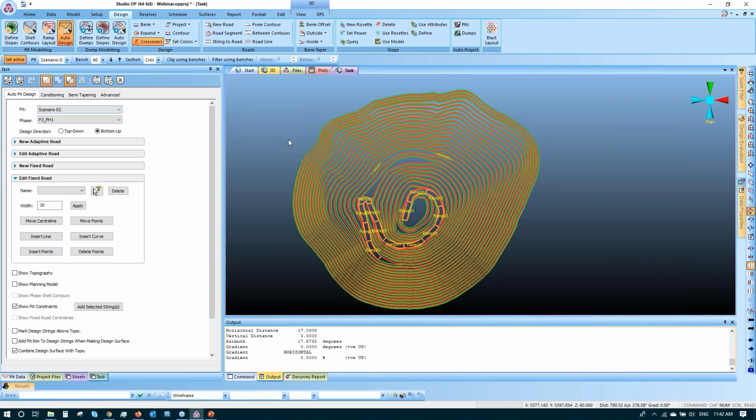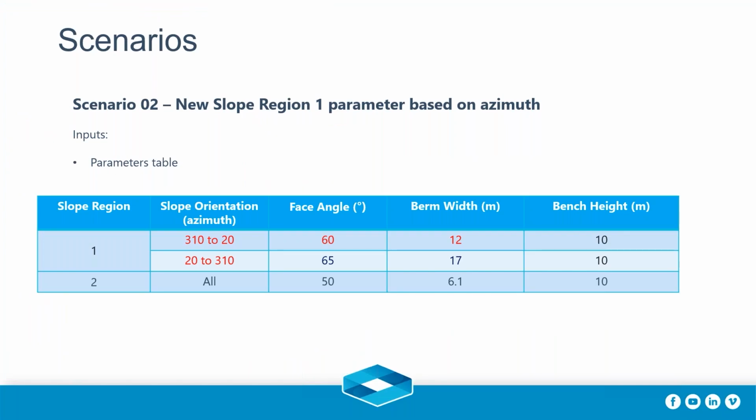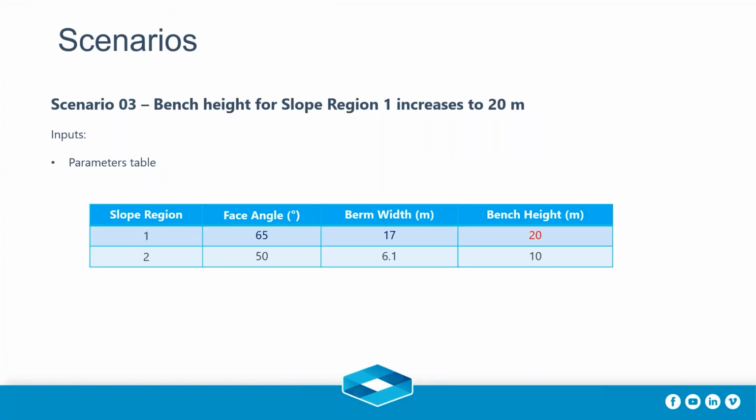Now I will jump into our scenario 3. For scenario 3 over here, the change that we have is in slope region 1, and the change that's occurring is the bench height. So the approach here is slightly different. This means that in our north wall, we're going to have double benches. So basically our bench height will be 20 meters.